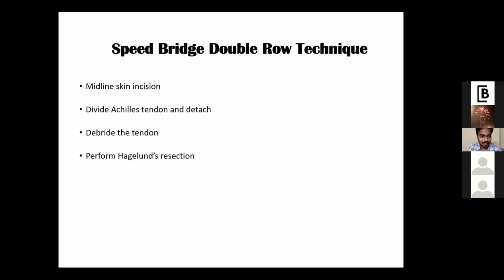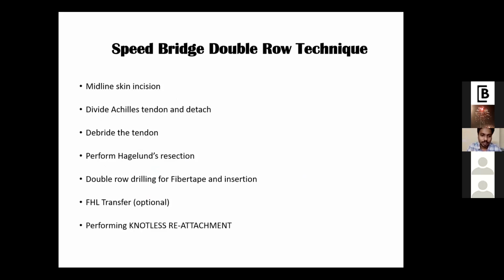SpeedBridge double row technique, to briefly summarize, these are the steps involved. A midline skin incision is given. The Achilles tendon is divided and detached from the calcaneal tuberosity if it is not already torn. The tendon is debrided to ensure the degenerated part is excised. The Haglund's resection is then performed. A double row drilling is done for the fiber tape insertion. At this step, we decide whether we do an FHL transfer or not. And after that, we do a knotless reattachment. We'll send some videos for this.